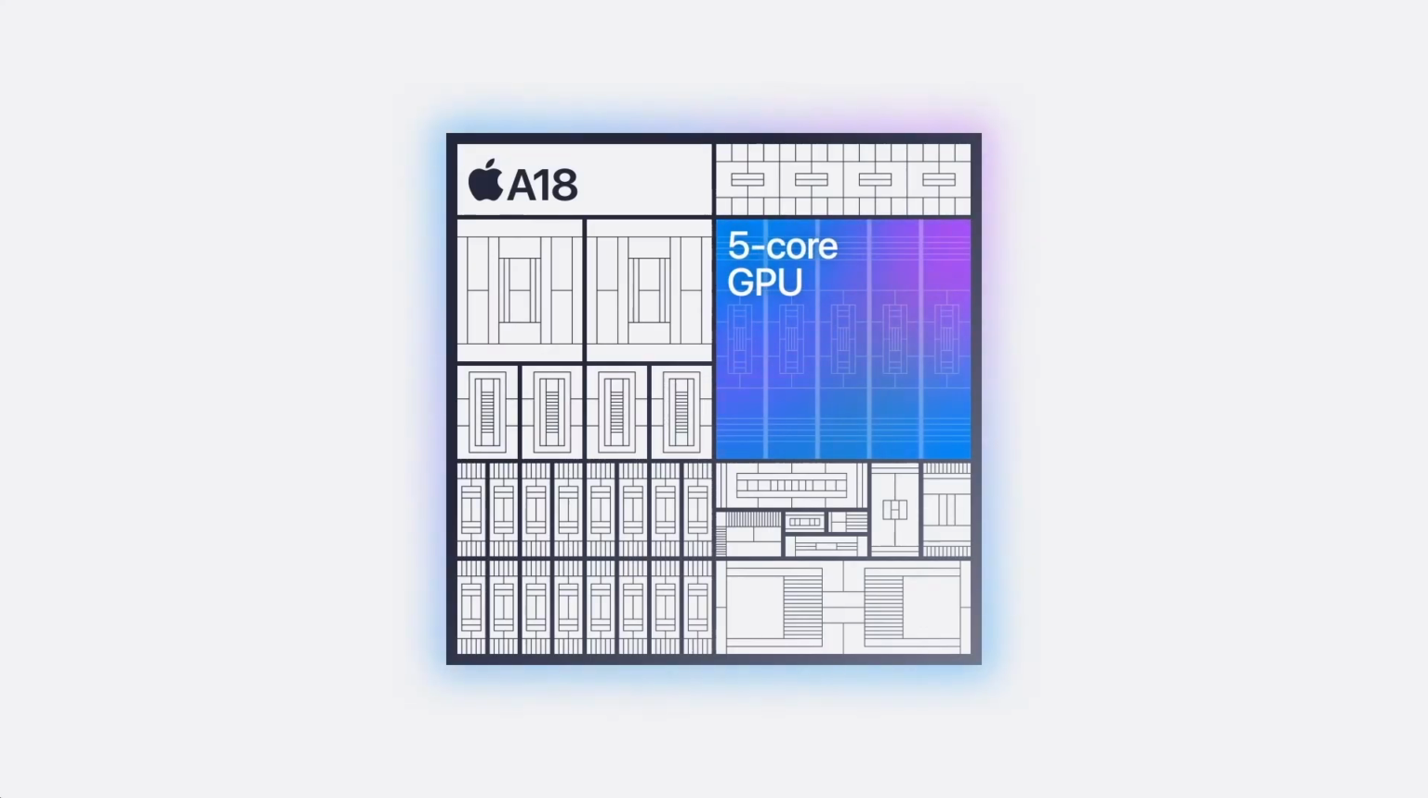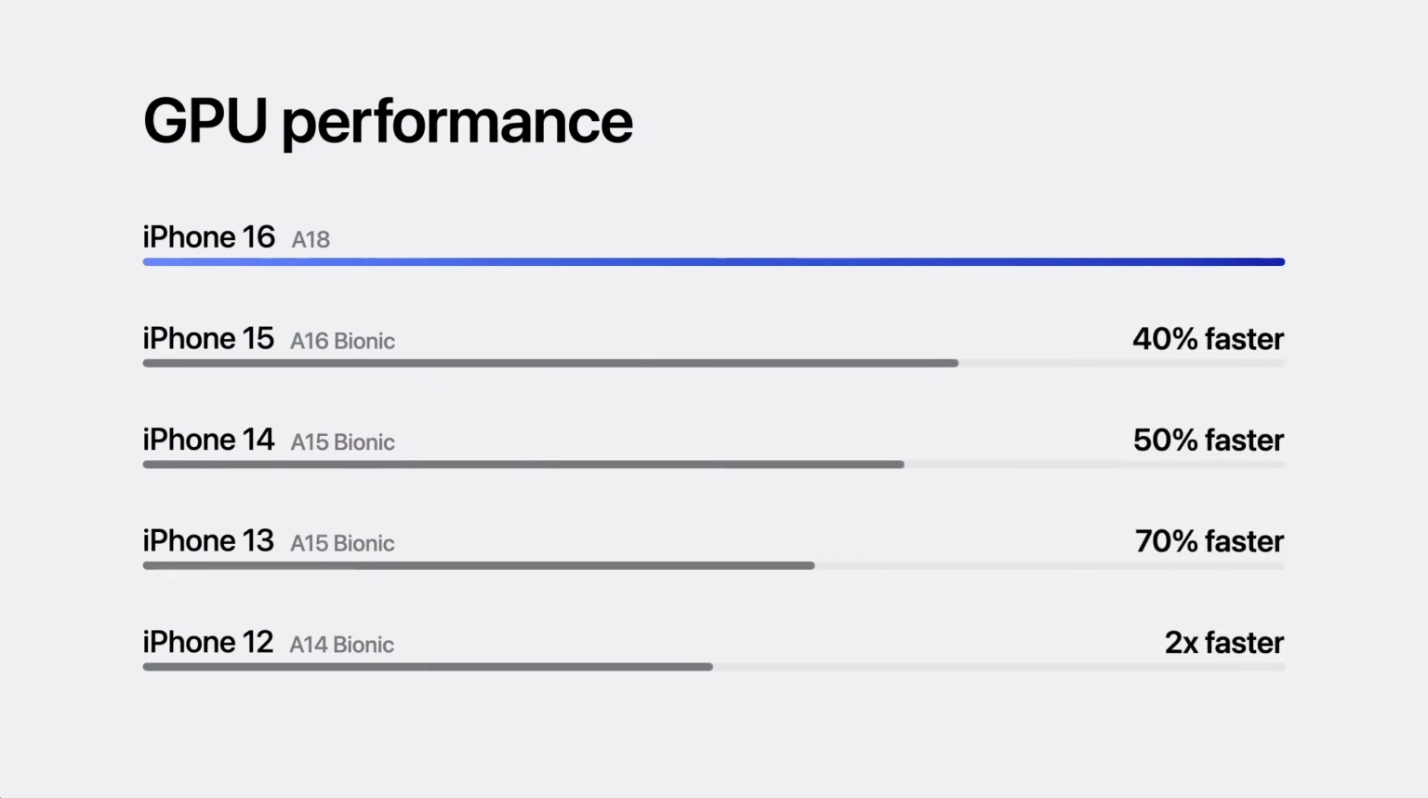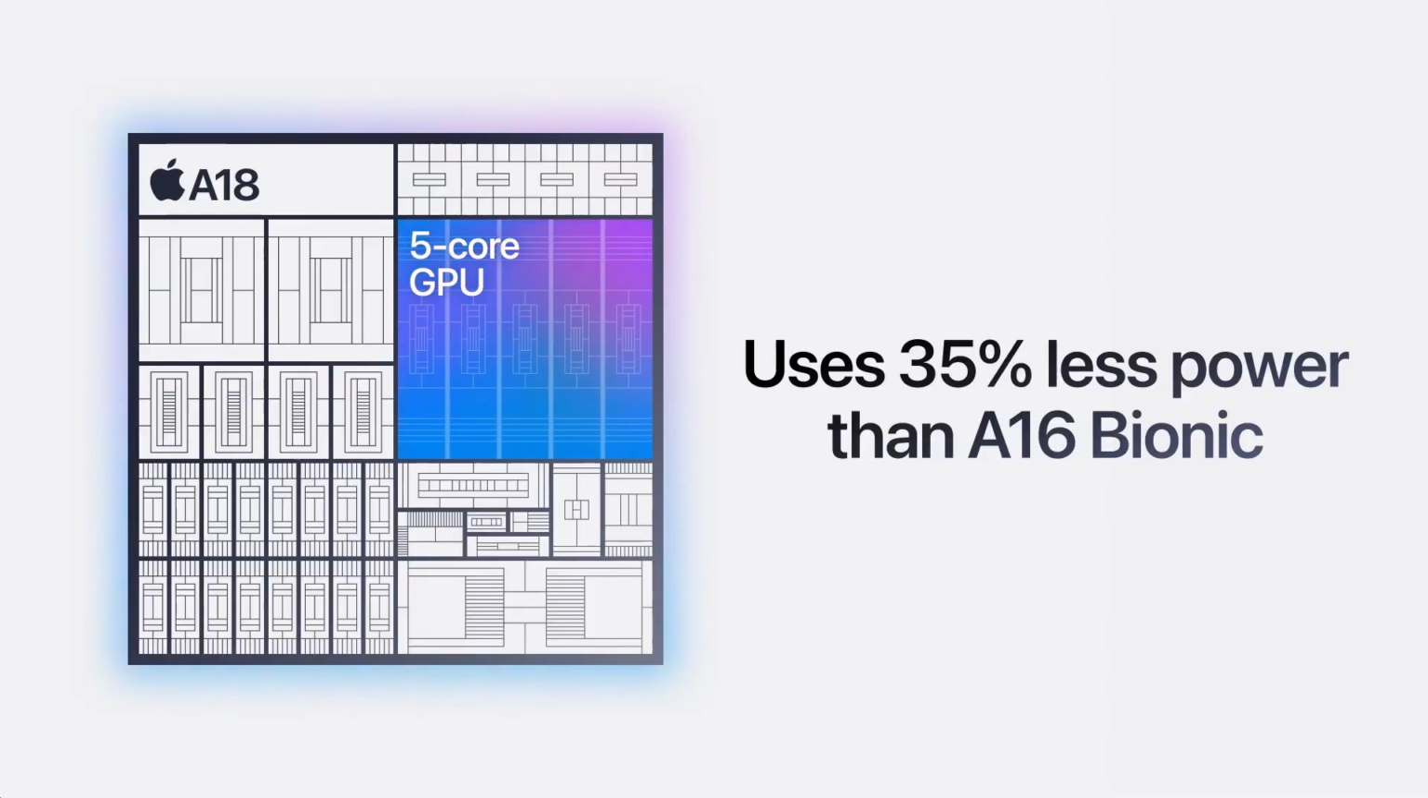A18 also features our latest desktop class GPU architecture. This new 5-core GPU plays a huge role in everything from Apple Intelligence to camera features and graphics-intense games. It is up to 40% faster than the GPU in iPhone 15 and up to 2 times faster than the GPU in iPhone 12. The GPU is also more efficient than A16, delivering the same performance using 35% less power. A18 is in a class of its own.